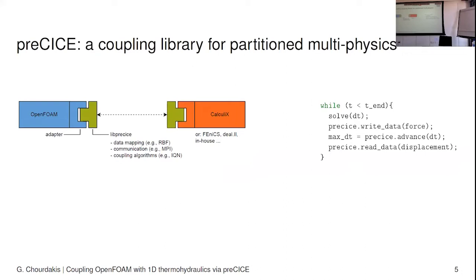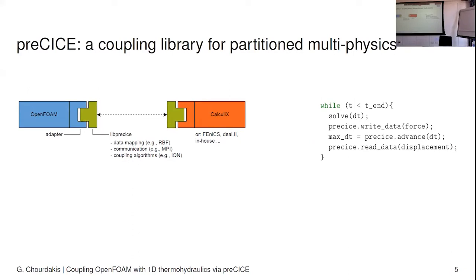And here's where I come in, because in our group, we have developed a coupling library called preCICE, which is this green box in the middle. Essentially, you call this library from your solver, so you can call it from CalculiX or from ATHLET. And this will make sure that you have good spatial interpolation between the two meshes, which don't need to conform or anything. You have methods such as radial basis functions there. It makes sure that communication is efficient, so if OpenFOAM scales on a supercomputer, this will not prevent you from still scaling. And it also provides you coupling algorithms that can make the two sides of the interface really converge, and converge fast.